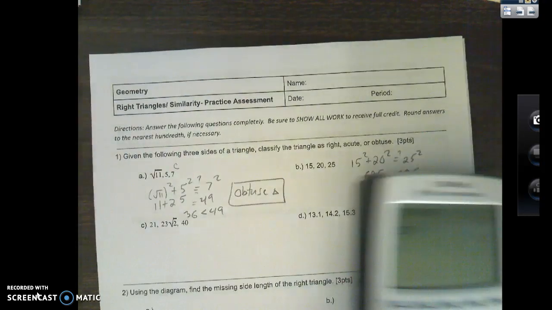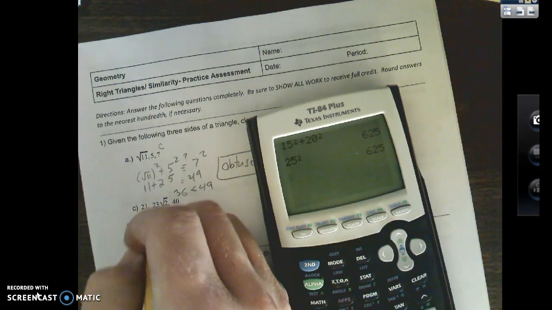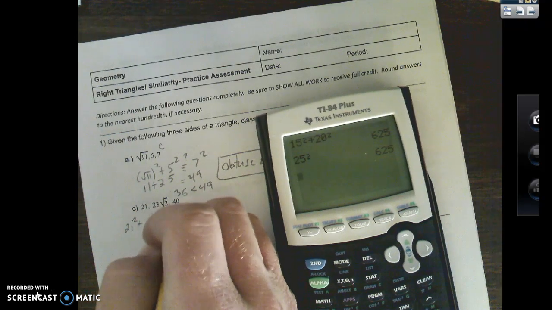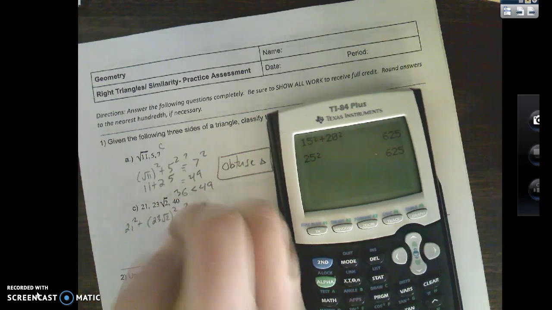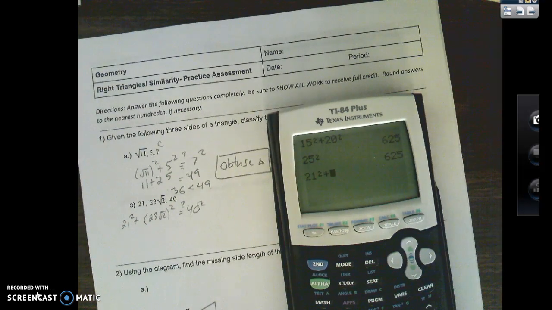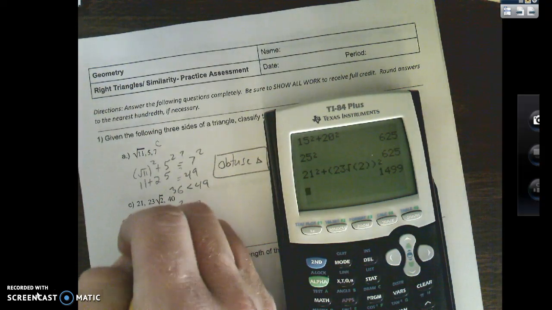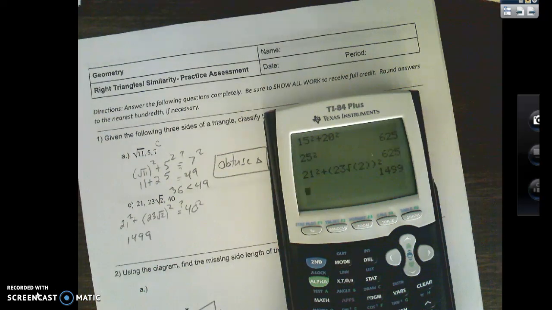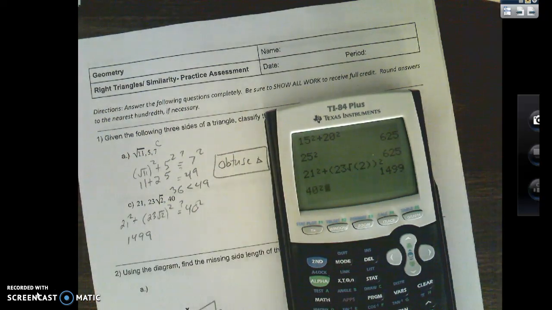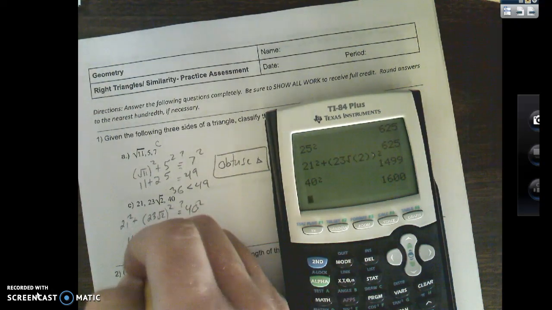All right. 21, 23 root 2, and 40. 21 squared plus 23 root 2 squared, see if it equals 40 squared. So 21 squared plus, make sure you put parentheses around this, 23 root 2, and then close parentheses again, squared. That gives me 1499. And 40 squared should be 1600. So since C squared is bigger, that's obtuse.